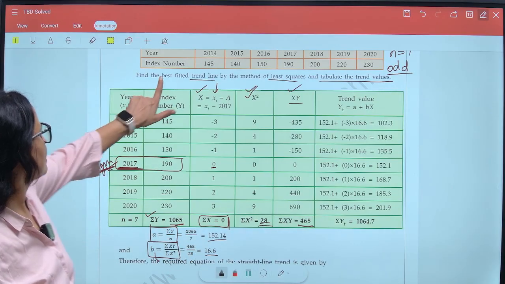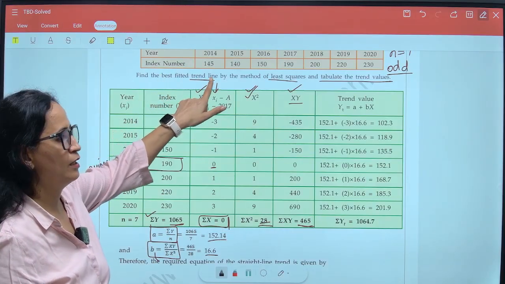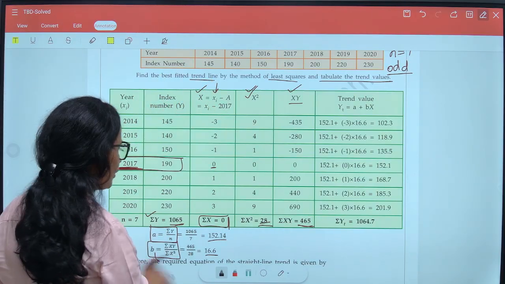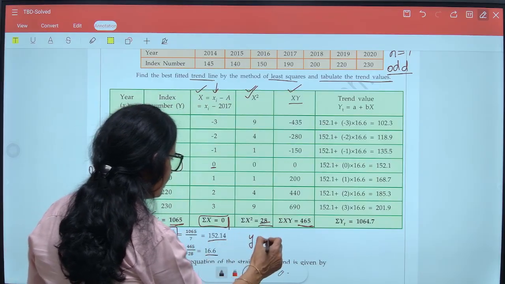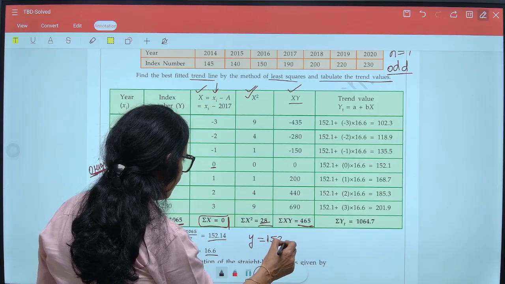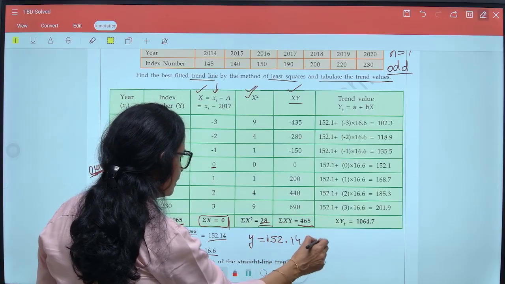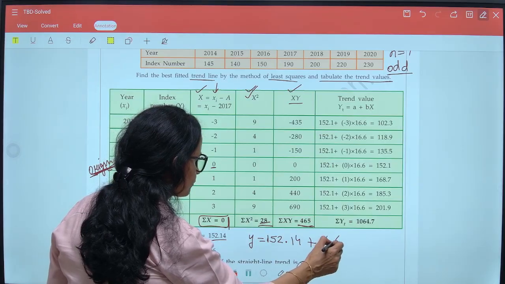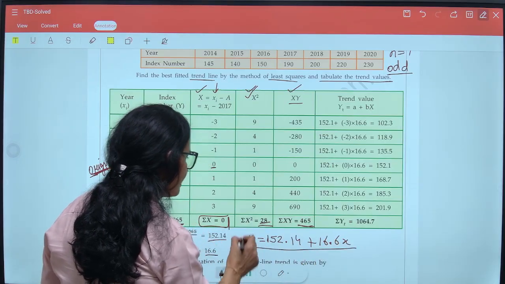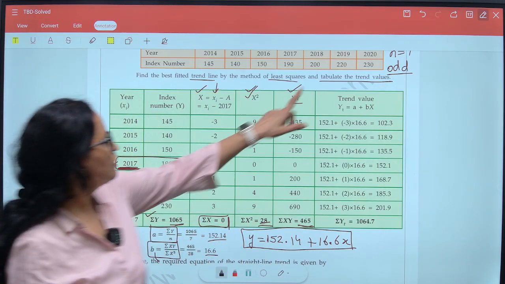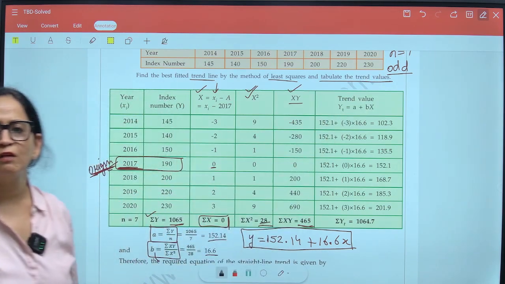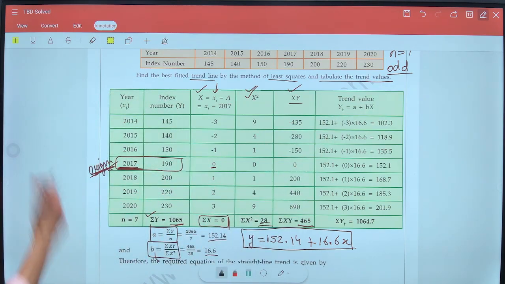So the question says find the best fitted trend line. So the trend line equation is going to be what now? Y equals A plus Bx. A is 152.14 plus 16.6 into x. So this is the trend line, best fit trend line, right? And tabulate the trend values. You need to calculate the trend values also here in this question.